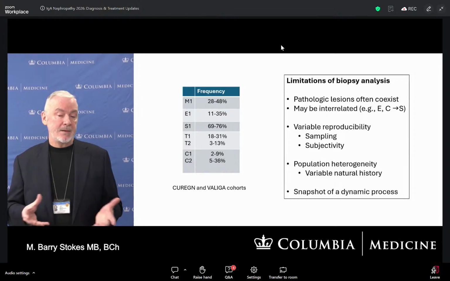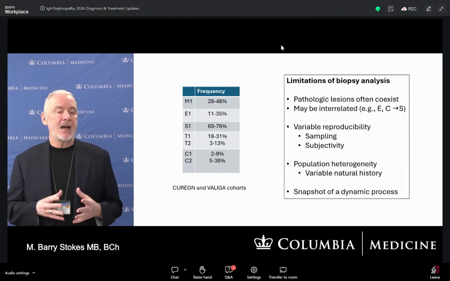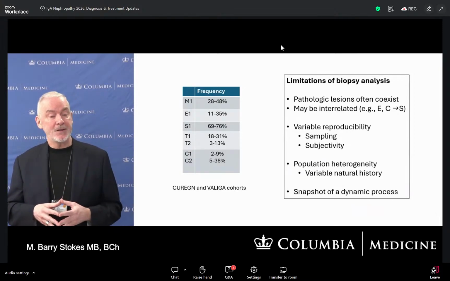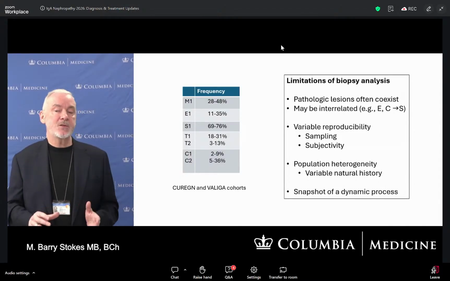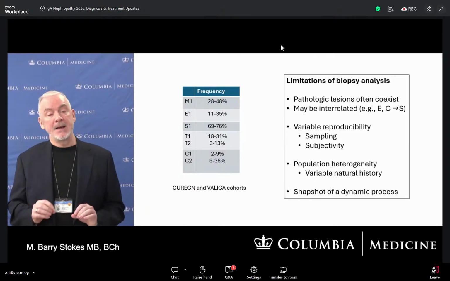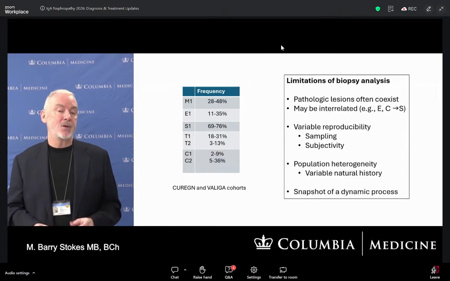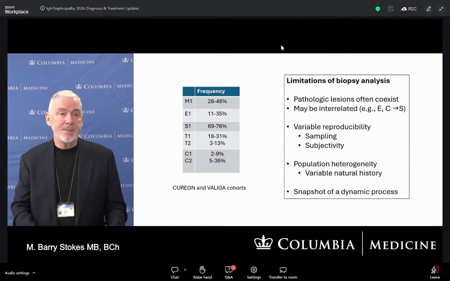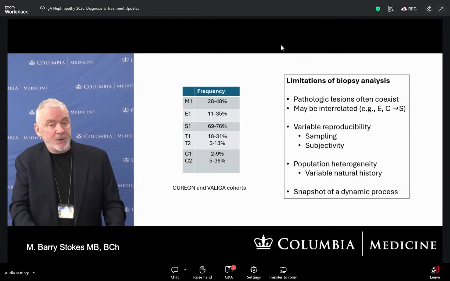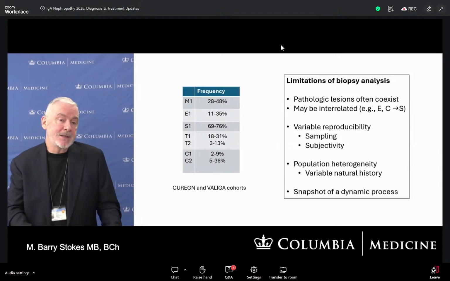And even in a homogeneous population, IgA nephropathy has a variable natural history. Some patients progress to end-stage renal disease, some have a benign course and never progress. And we still don't really know how to identify, when we look at a biopsy, which patient is going to do poorly and which is going to do well. And then the other point to remember is a biopsy is really just a snapshot of a dynamic process. So we're just seeing one point in time of this disease.